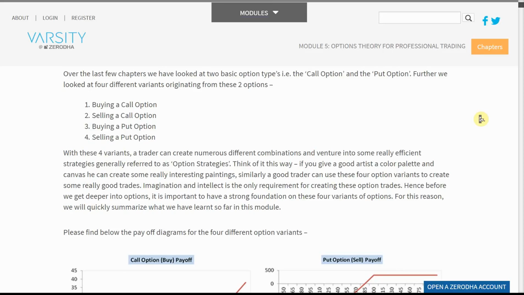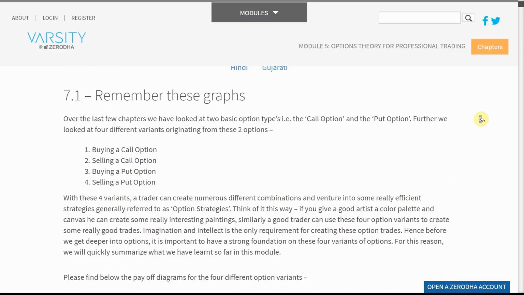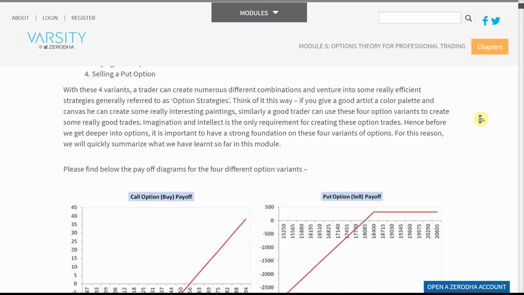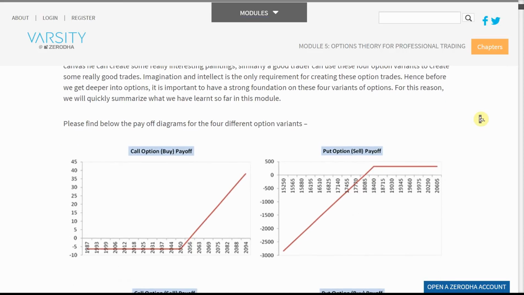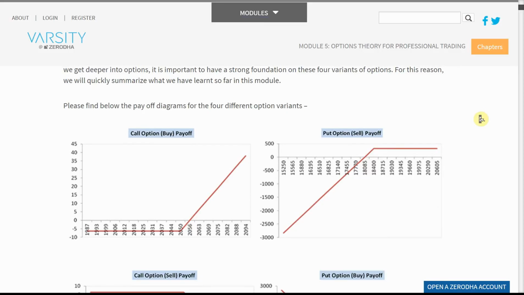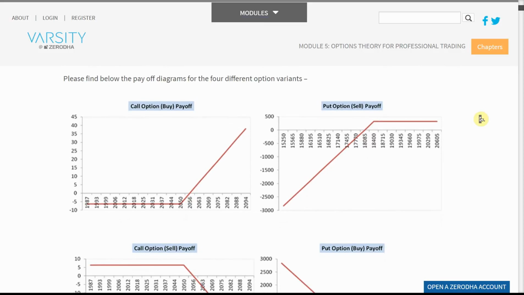Think of it this way: if you give a good artist a color palette and canvas, he can create some really interesting paintings. Similarly, a good trader can use these four option variants to create some really good trades. Imagination and intellect is the only requirement for creating these option trades. Hence, before we get deeper into options, it is important to have a strong foundation on these four variants of options. For this reason, we will quickly summarize what we have learned so far in this module.